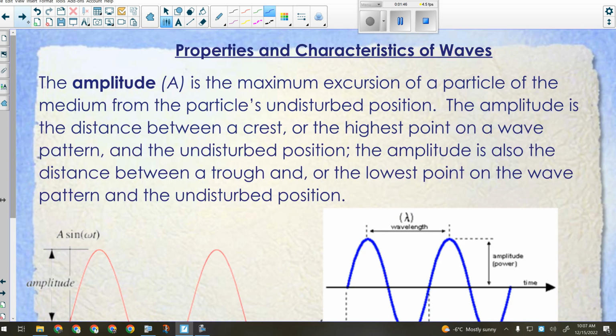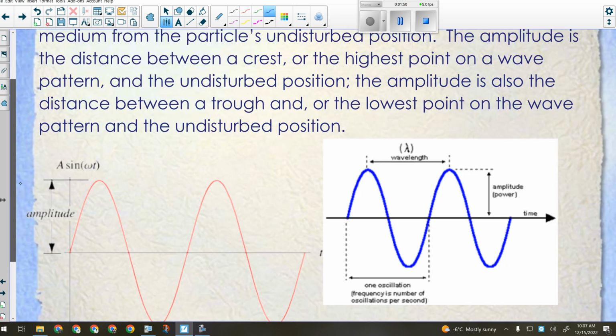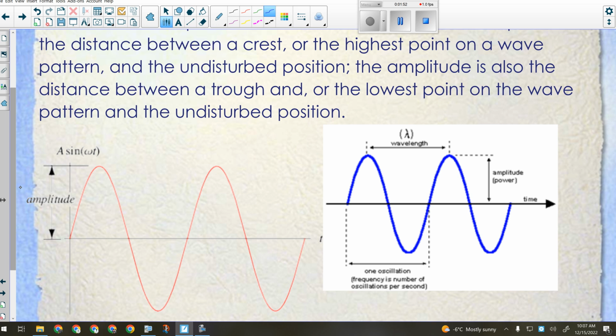So amplitude, as we said before, is not a new term, but when it's applied to waves, it's the maximum excursion of a particle in the medium. How far it will go from the resting position. So that's still the same. This is one full oscillation. We've got this is one full oscillation, this is one full oscillation, this would also be one full oscillation, yes?